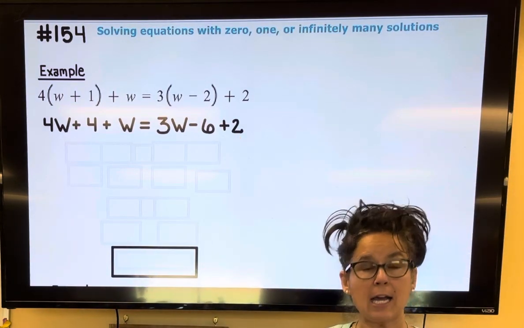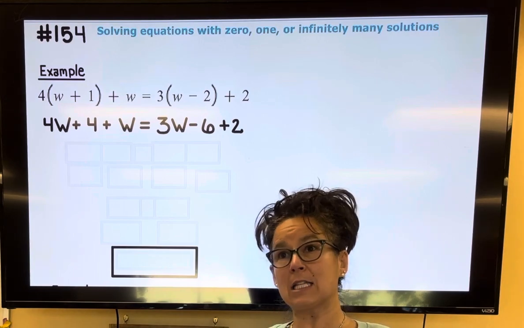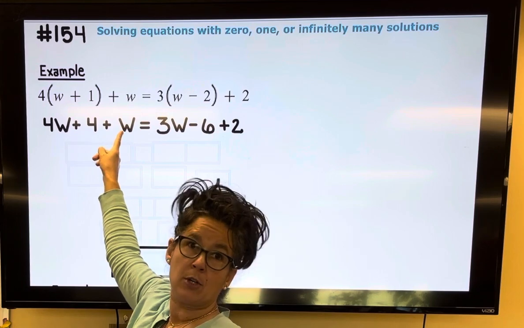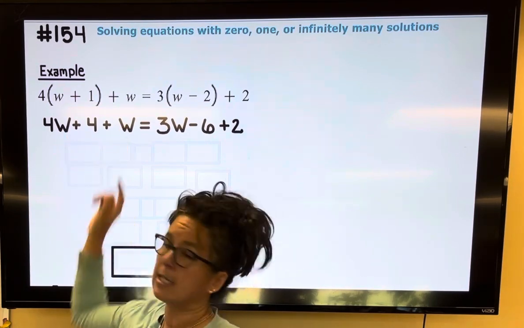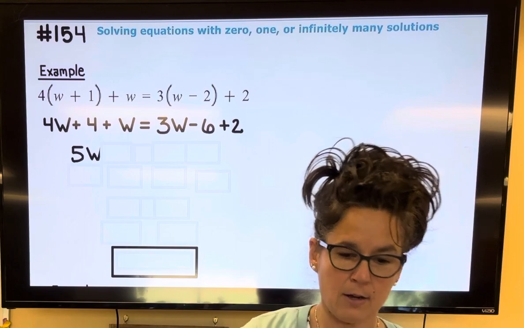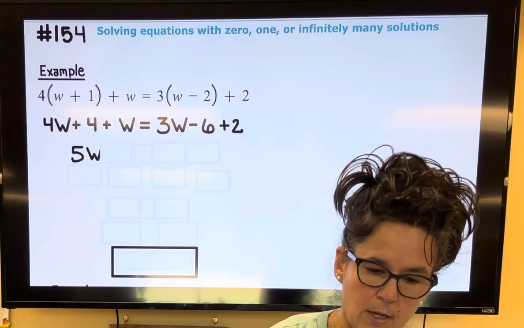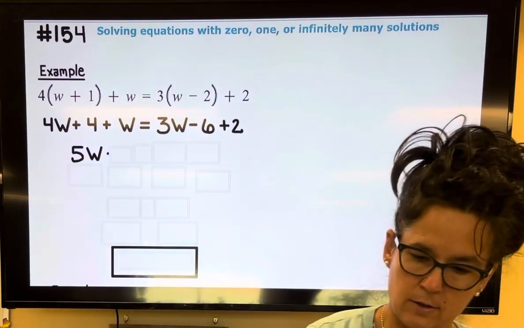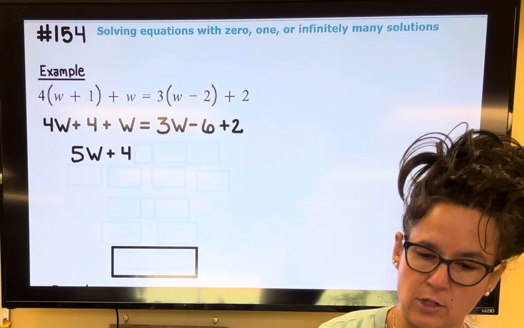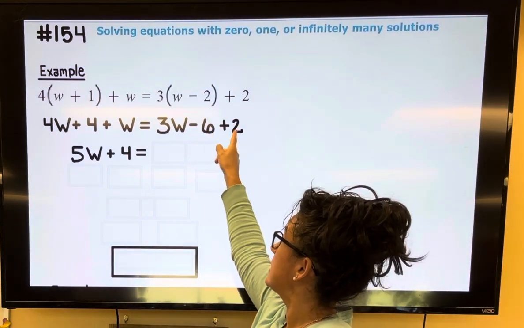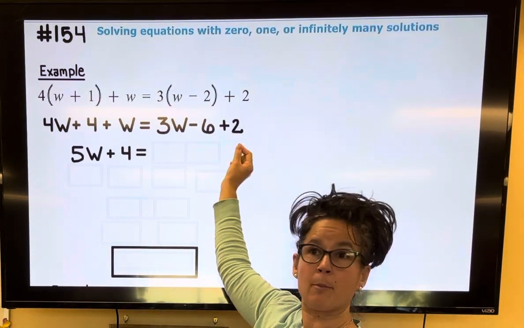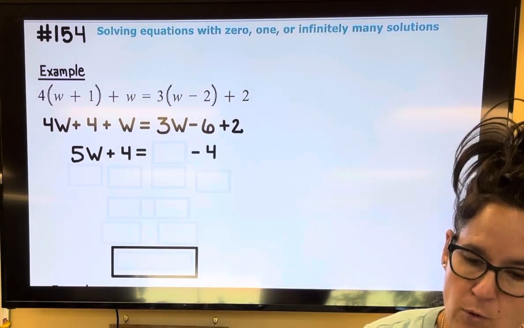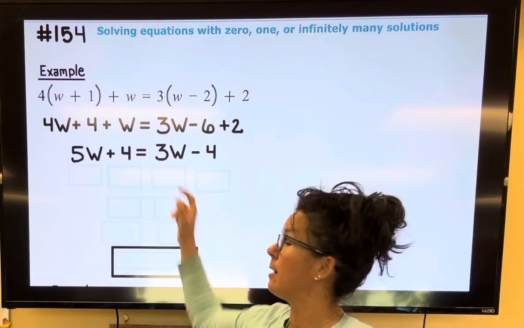After I've distributed, I want to look to see if there's anything that's alike. On the left-hand side, I have 4W and W. So we can put those together, and that's going to make 5W. Then I can bring down the 4 that's over here. Okay, then my equal sign. Let's look at the right side. -6 and 2 are on the same side. Those are both numbers, so we can put those together. -6 plus 2 is -4. And then I'm going to bring down the 3W.